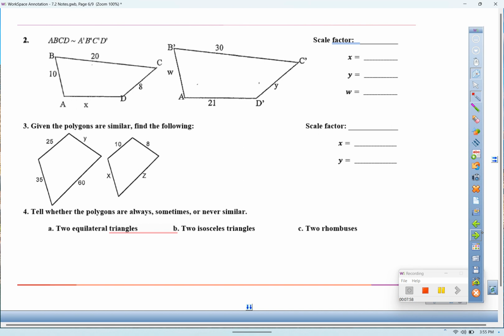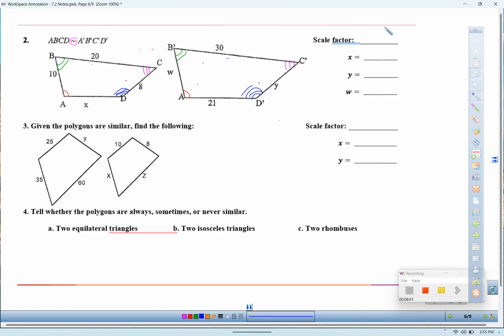Moving on, number 2. We have A, B, C, D. We have our similar sign or proportion sign to A prime, B prime, C prime, D prime. So we're going to go ahead and make our arc marks. We know that A is in the same position as A prime. We know that B is in the same position as B prime. We know that C is in the same position as C prime. And lastly, we have D is in the same position as D prime. 1, 2, 3, 4. There we go.